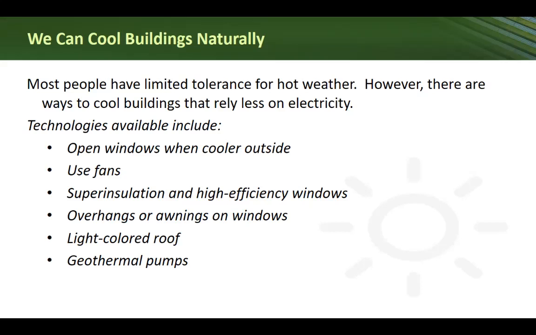Put in something like a geothermal pump. A lot of our heat pumps actually can be sunk into the ground, and you can use that temperature differential of the ground to go ahead and help maintain more stable temperatures for the heating unit.